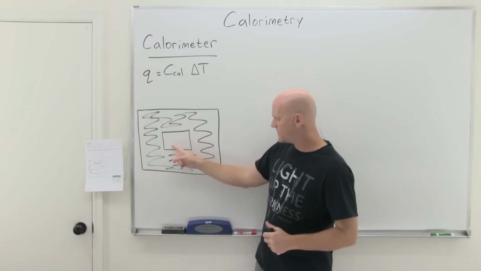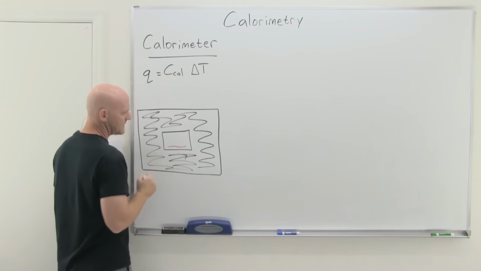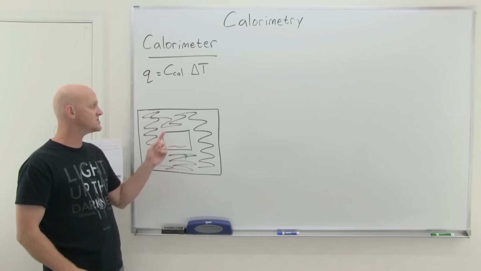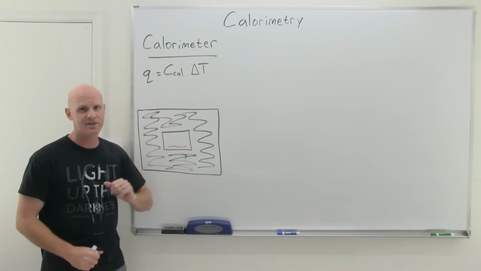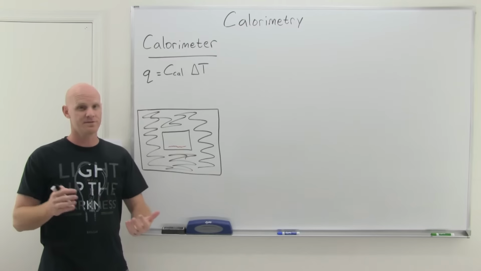We want whatever we stick inside here, and we're going to stick some sample in here, and we're going to do some chemical reaction with this sample and then measure the heat change of the calorimeter itself. Now, this is actually what we use to measure the caloric value of the food that you eat.